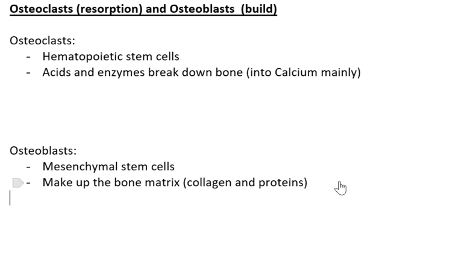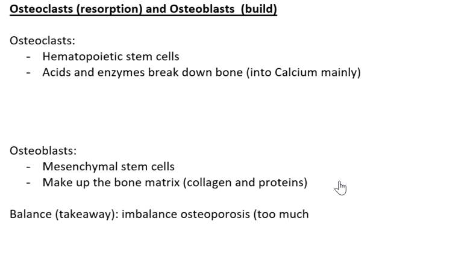Now, another main takeaway is about balance. Balance, that's the key takeaway. When we have an imbalance, we can get stuff like osteoporosis. That's the main one. Osteoporosis is where we have too much osteoclast action and too little osteoblasts. You're going to have bones breaking and becoming more brittle. And that's why in osteoporosis, you have bones that are weaker. That is basically because osteoclasts are working harder than osteoblasts.